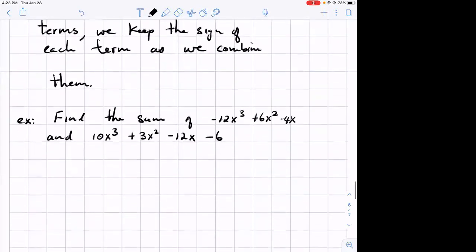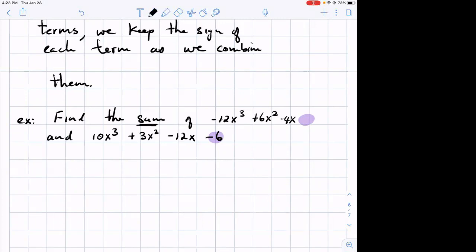Now, I like the horizontal method because then we don't mix things up. What I mean by that is if you put them in a column, notice that this here has a constant term, but this has no constant term. So just make sure you line up the constant term. If you don't see a term, you can put a 0 as what we call a space holder.